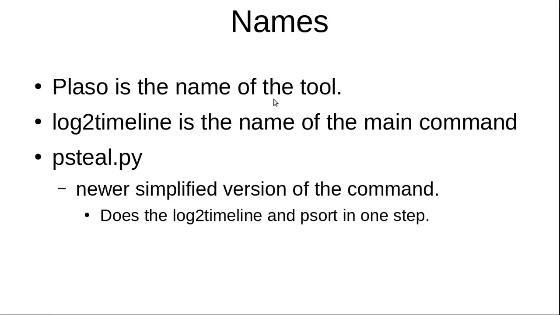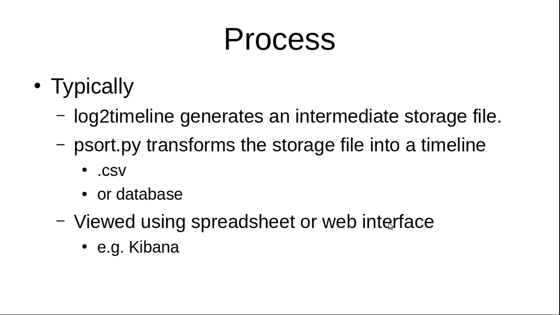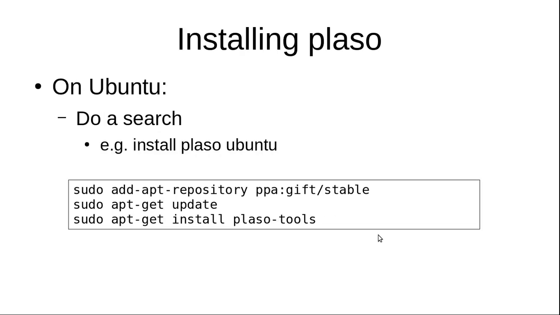Just a reminder, plaso is the name of the tool. Log to timeline is the name of the main command, and in fact beforehand it was called log to timeline, the entire tool. So it's a little bit confusing. There's psteal.py, which is a sort of newer simplified version of the command, which does the timeline and psort in one step. So typically log to timeline generates an intermediate storage file, and then another program, psort, will transform the storage file into a timeline, which will be CSV or a database. And then, as I said, viewed using a spreadsheet or a web interface.